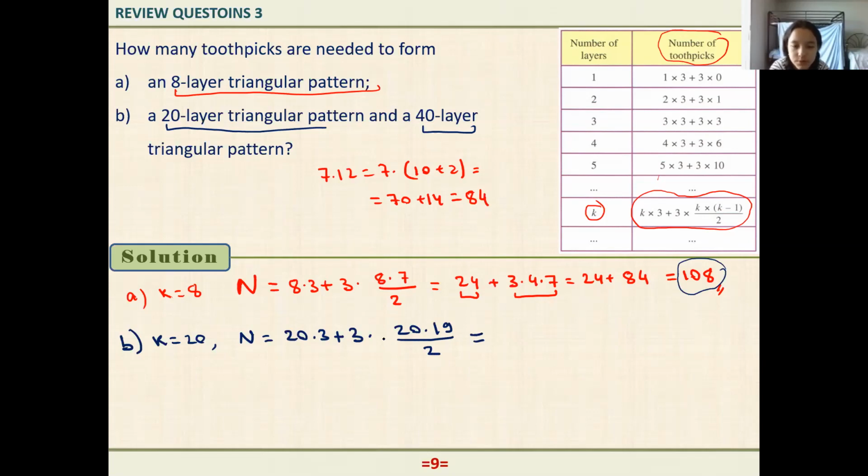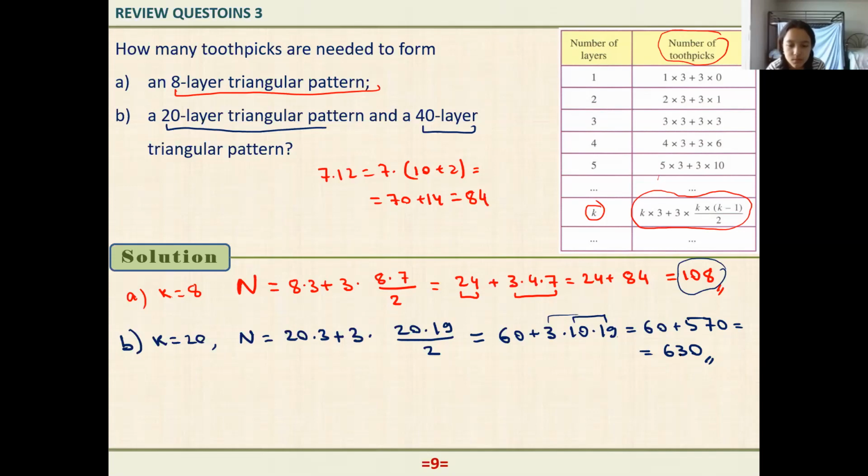So if you simplify this, 20 times 3 is 60. And here we have 3 times 20 over 2, it is 10 times 19, which is 190, and 3 times 19 is 57, so 570. Equals 60 plus 570. So the answer is 630.